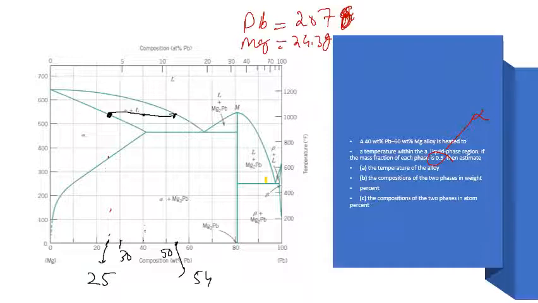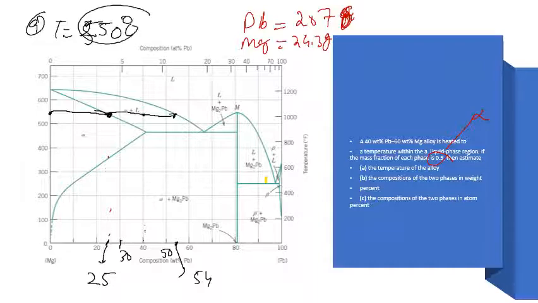So our first question is, what is the temperature of the alloy? So we will draw a horizontal line straight, and we will notice that it is just below the half. So our temperature for part A is 200, sorry, it is 550 degrees centigrade. So part A answer is 550 degrees centigrade.